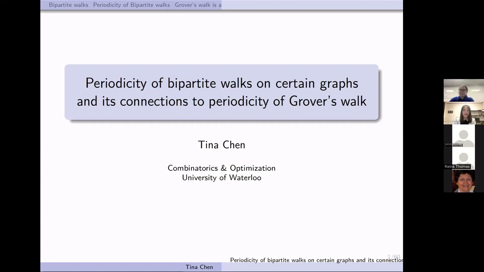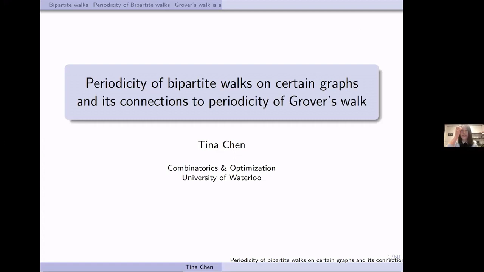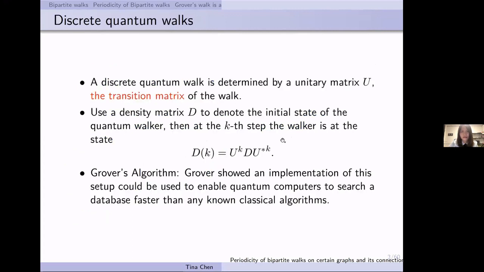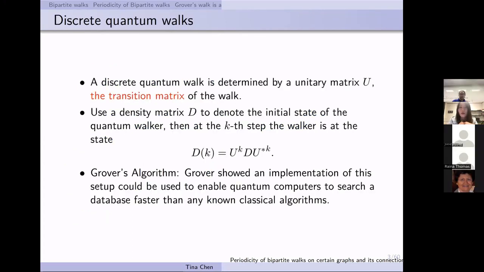Okay, so today I'm going to talk about periodicity of bipartite walks on certain graphs and its connections to the periodicity of Grover's walk. As many of you know, Grover's walk is a model of discrete quantum walk. And actually, bipartite walk is also a model of discrete quantum walk.